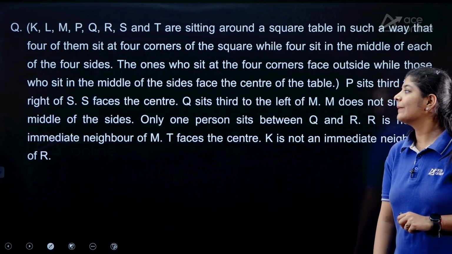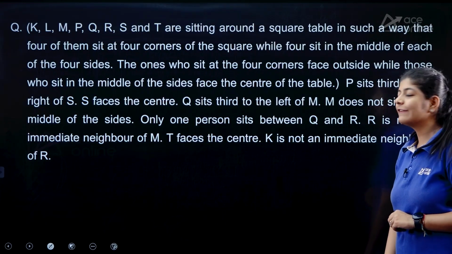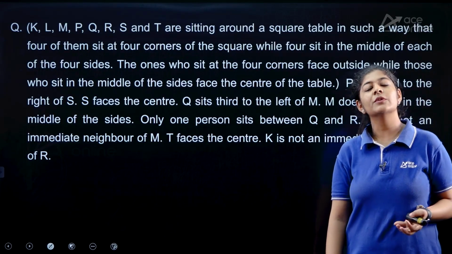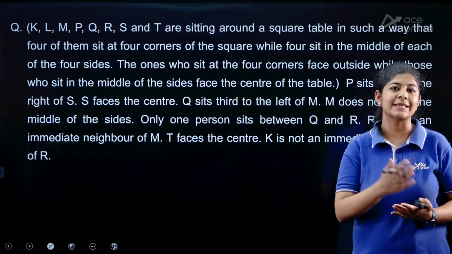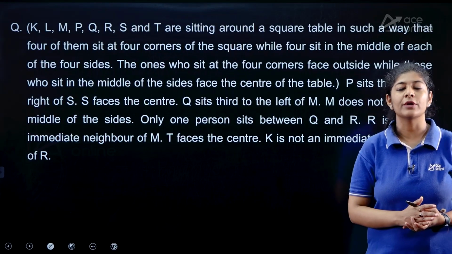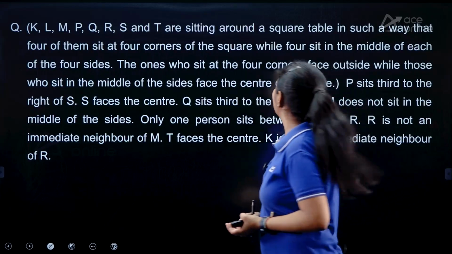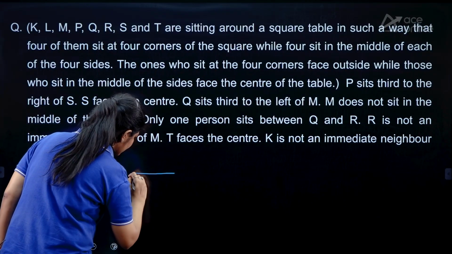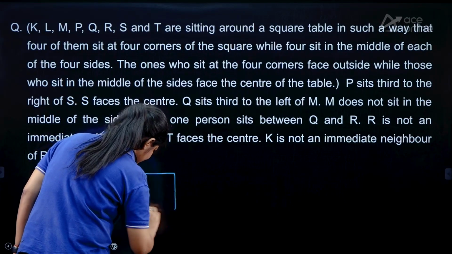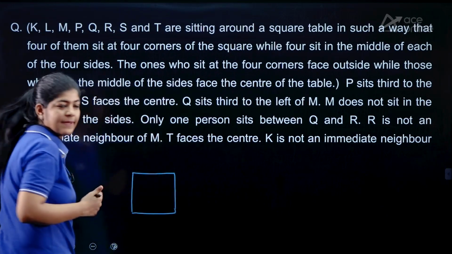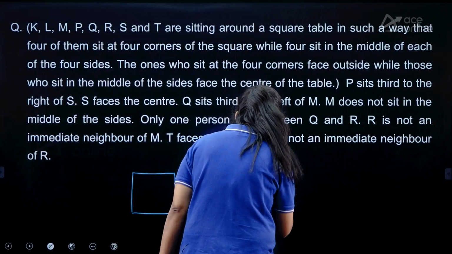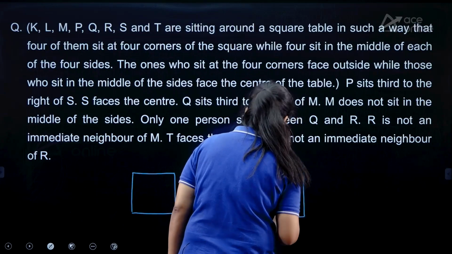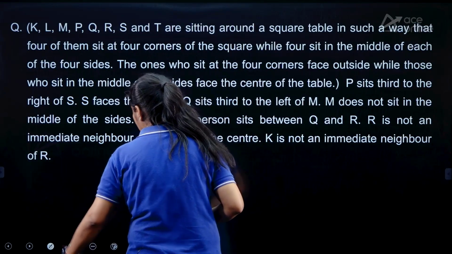R is not an immediate neighbor of M. T faces the center. K is not an immediate neighbor of R. So what do you need to do? First, you need to make multiple cases and check accordingly. So here we are having a square table. Let's start with the square table. This is my case 1 and this is my case 2. I guess we need more cases, so it's better to draw 3 tables at a time.